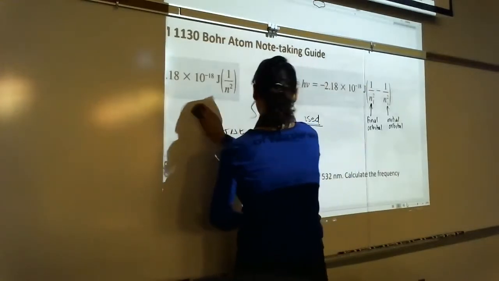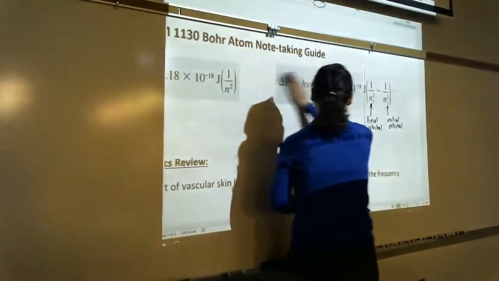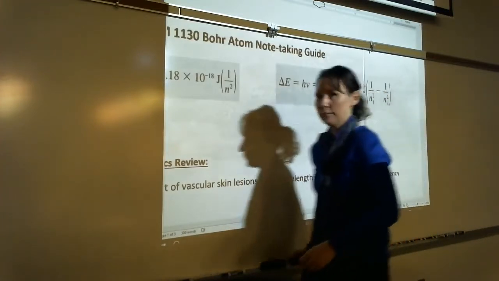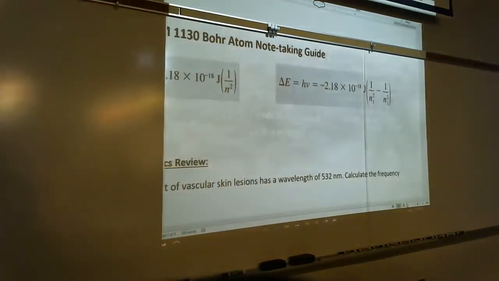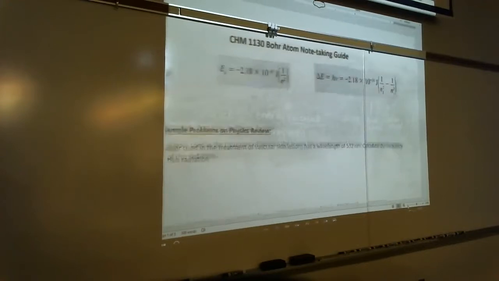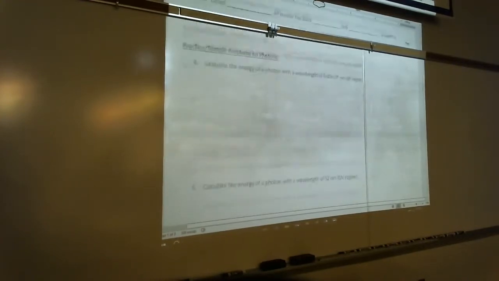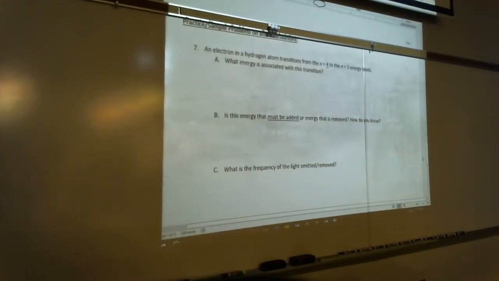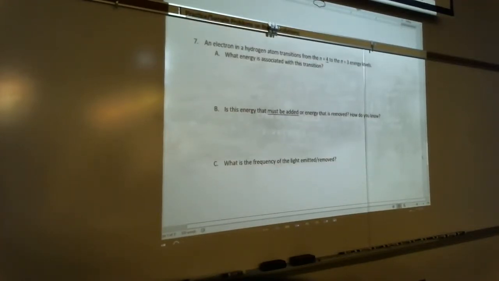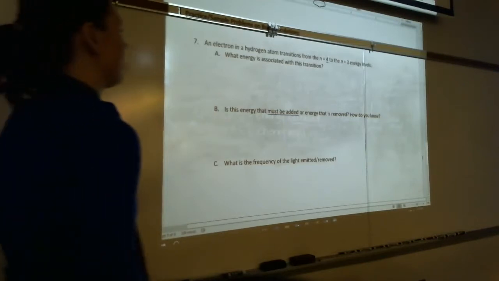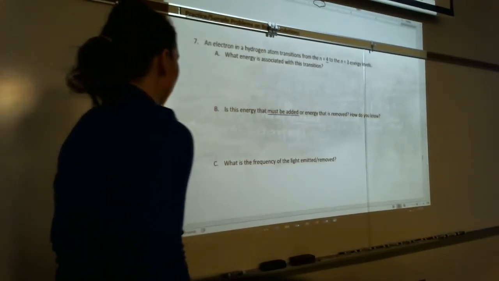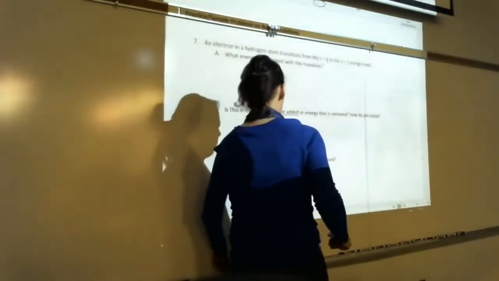All right, let's do some problems involving this. Kind of tie it all together. All right. An electron in a hydrogen atom transitions from n equals 4 to n equals 3. This question has 3 parts. What energy is associated with this transition?